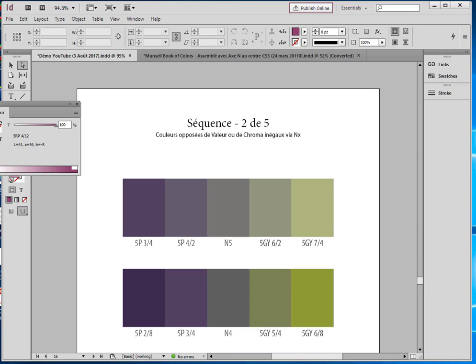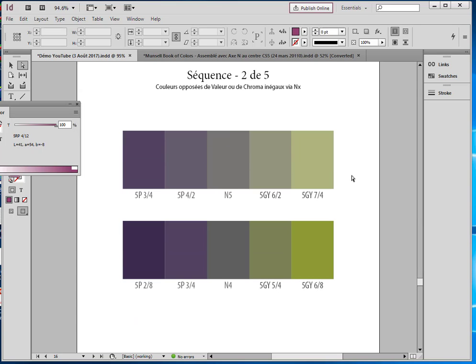Anyway, number 16. So we have here 2 more sequences of different values and different chromas that are going through N5 again. You see that? Look at that. Effortless visually. Look at this. Effortless. It's a little stronger, because we're ending on more saturated colors.